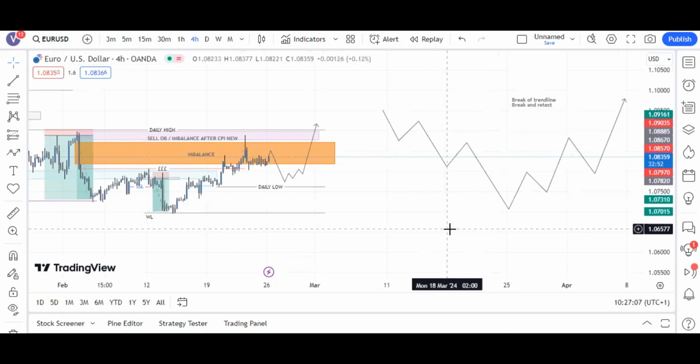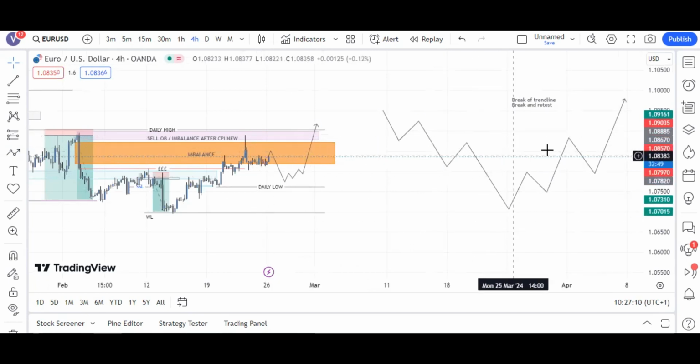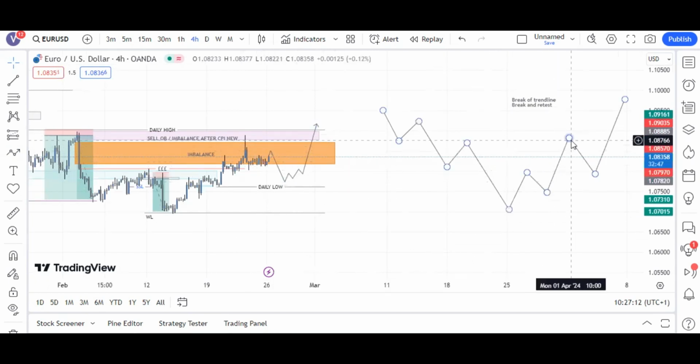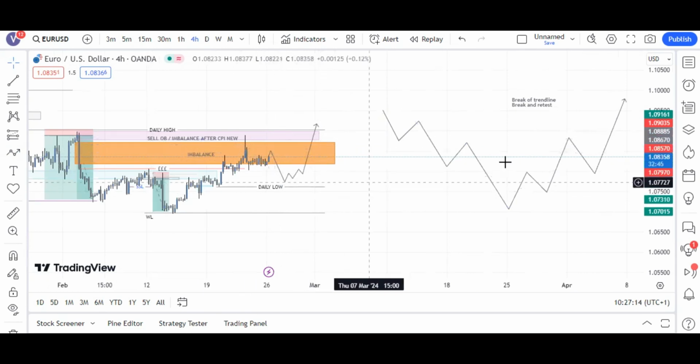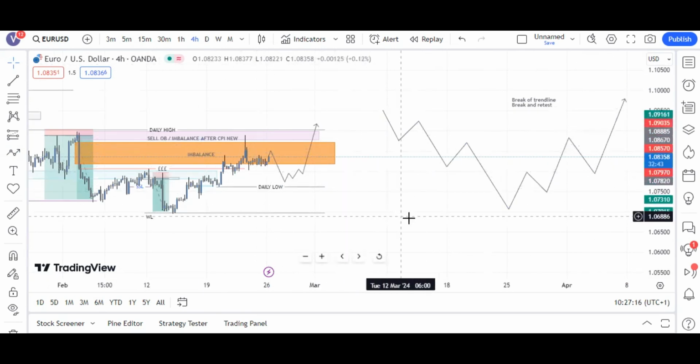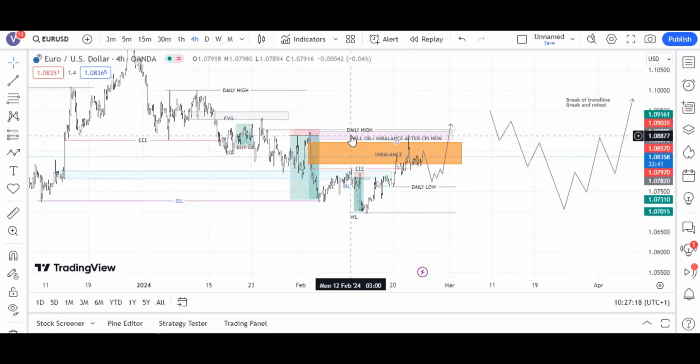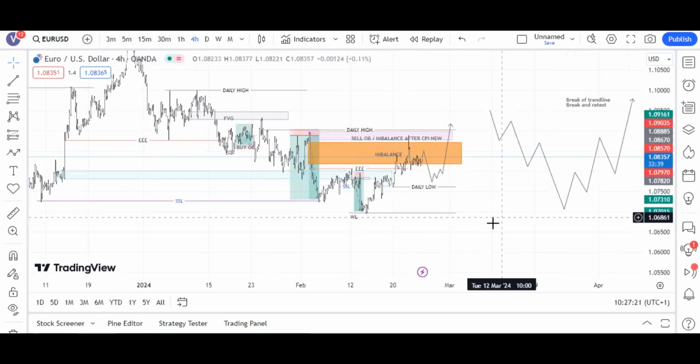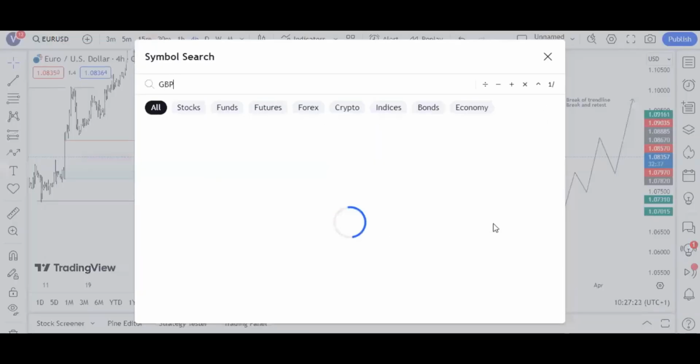So for me, I'm expecting to see price short-term retrace, which is this short-term retrace, and long-term continue buying. That's what I'm expecting to see, to sweep out liquidity above the daily high, right? So now let's go into GBPUSD.